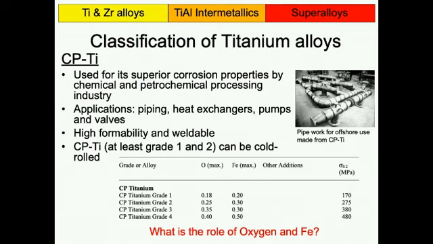They might also use it in cases where they really have a problem with the weight. Because titanium is a very light material, they might consider titanium in some cases. So you might find it in piping, heat exchangers, pumps, valves. But note, heat exchangers is the issue which I mentioned earlier, that it actually doesn't have great thermal conductivity. So it might not actually be a very good material from an efficiency point of view. It has high formability and weldability.